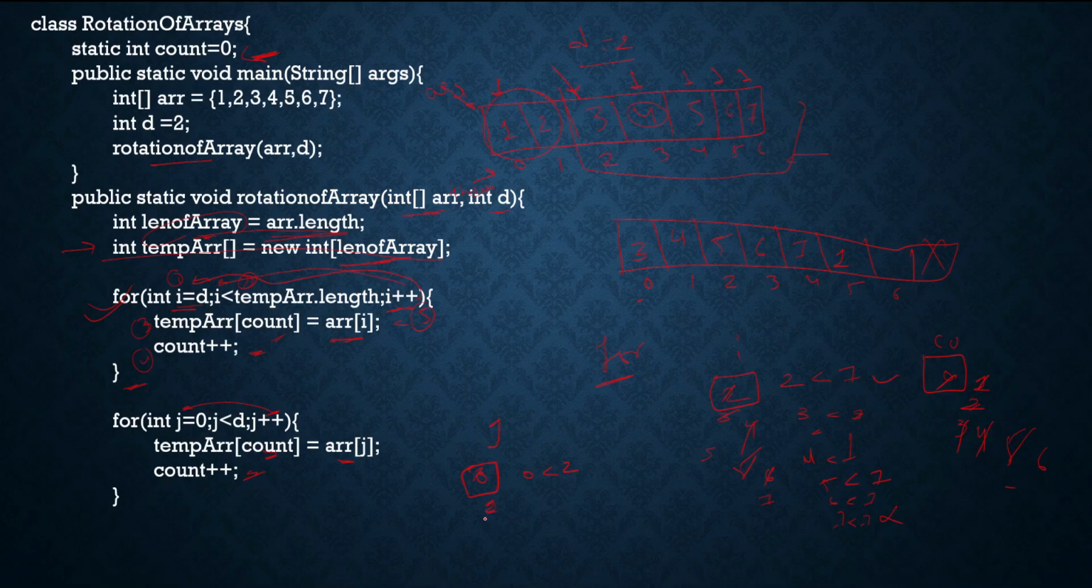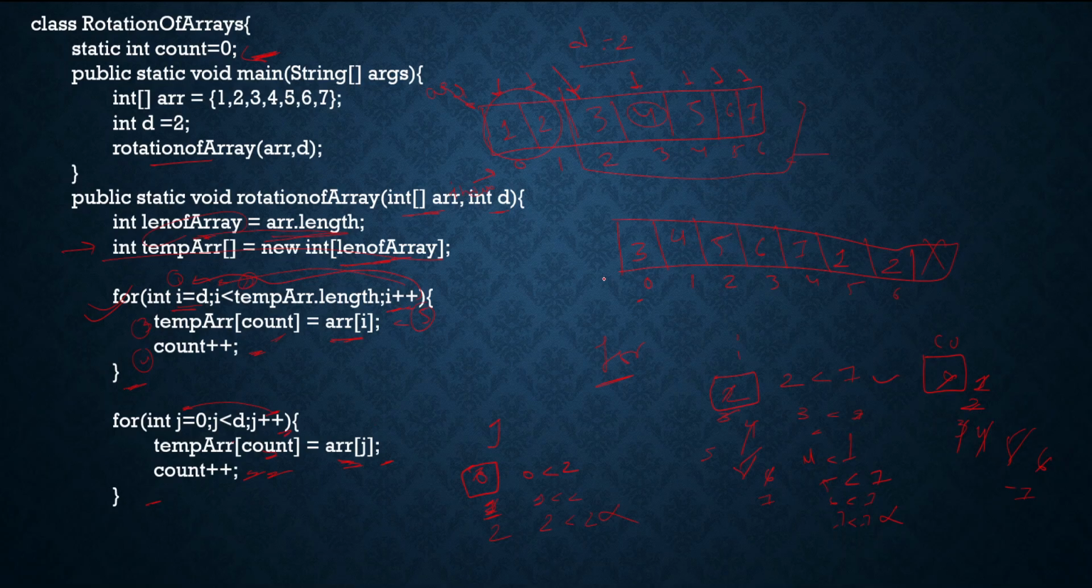I is 1, and then j is 1, 1 is less than 2, correct? Copy the value of j. What is j? It is 1. The 1st value is 2. We will copy the value of 2 over here. This has also passed. Count will be increased to 7. Now j will be increased from 1 to 2. 2 is less than 2, false. So it will exit from this for loop as well.